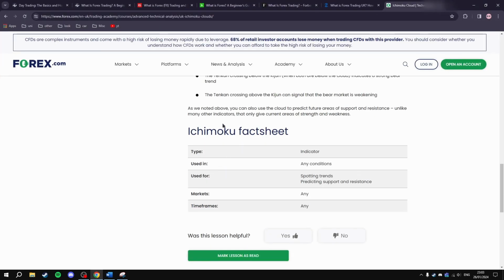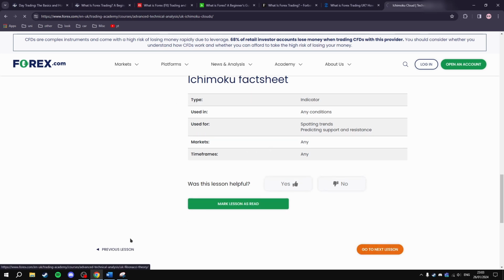So, the Ichimoku fact sheet. Type: indicator. Used for spotting trends and predicting support and resistance. Markets: any. Timeframes: any. Cool.